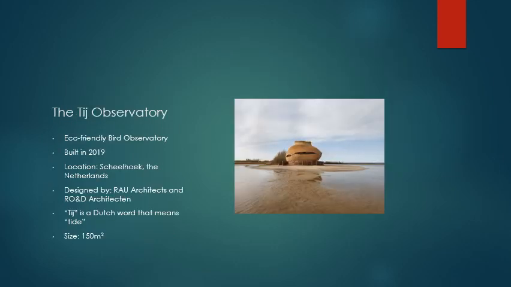The next part of our report discusses the Tij Observatory. That's our second example that we studied. This is a bird observatory located in the Netherlands. This is also another eco-friendly architecture built in 2019. It was designed by Rowe Architects and R-O-N-D Architecten.